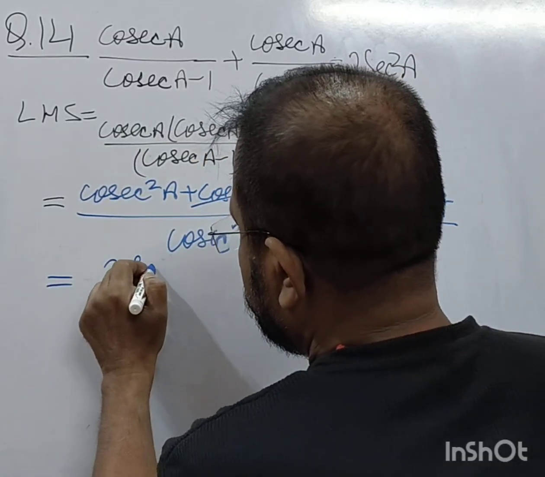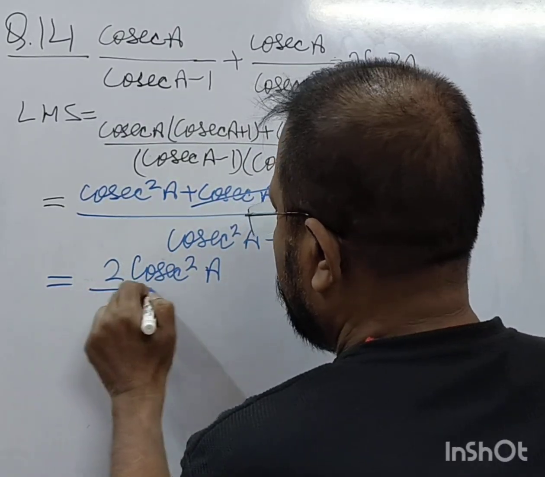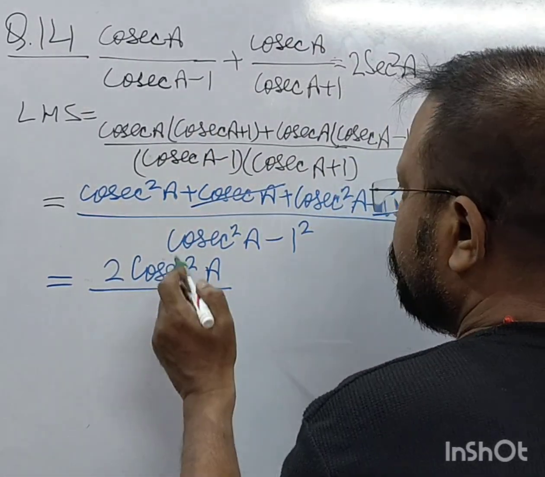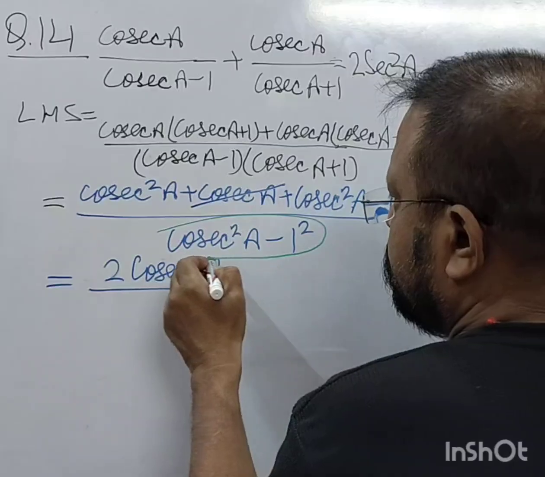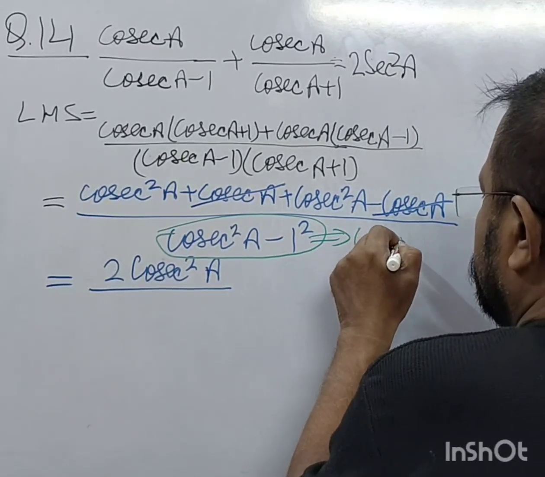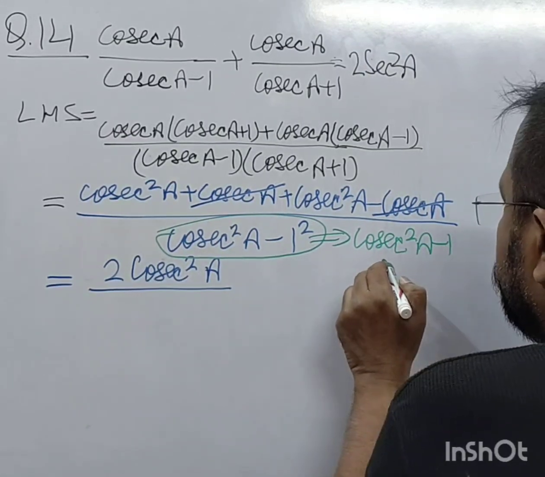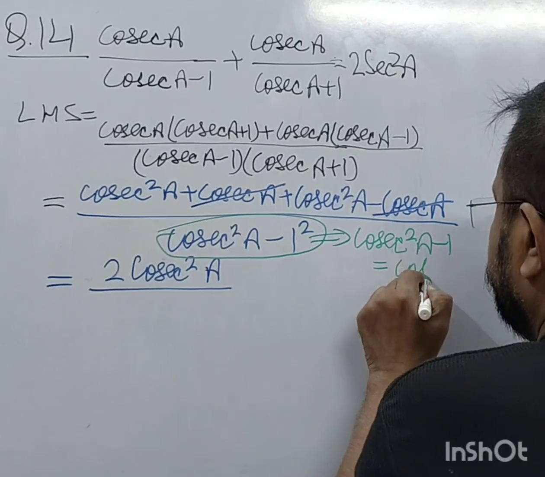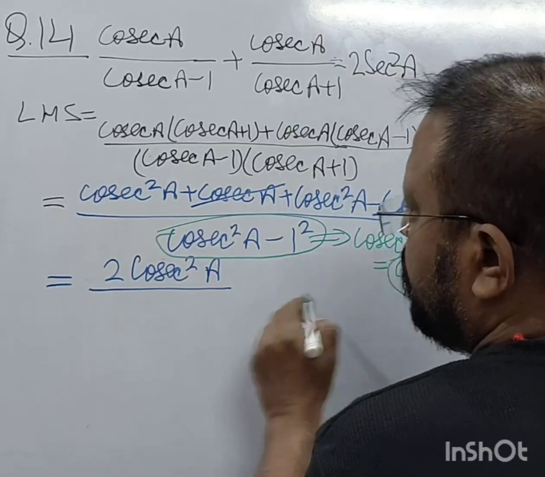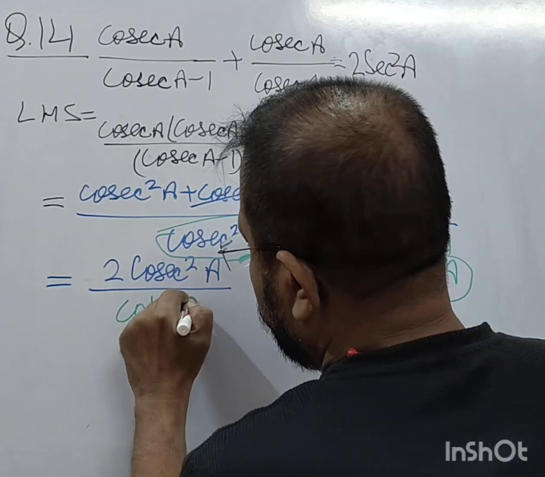2 cosec square A upon, this will convert into cosec square A minus 1, which is equal to cot square A, right? So it becomes cot square A. So we write here cot square A.